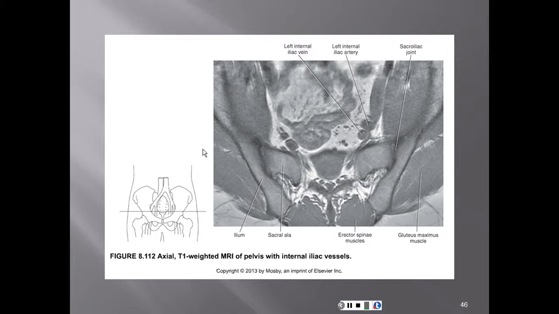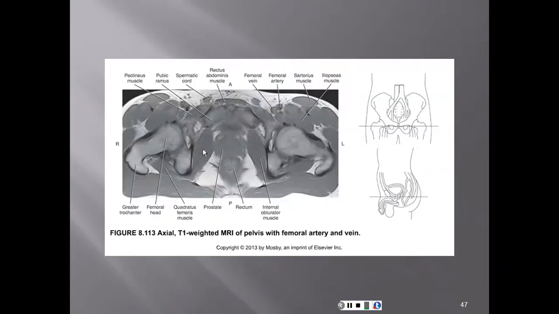So this image can be found on page 553, and you want to be able to identify all the anatomy on 8-112. On this particular image, we want to be able to identify the rectus abdominis. The sartorius muscle is a long, elongated muscle. It wraps around the leg. It's an important muscle to identify.